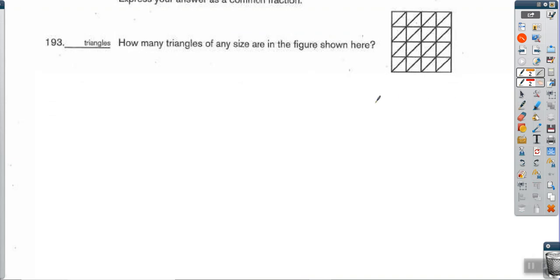We can have a triangle that has one side length of 1, right? So how many triangles have a side length of 1? 32. 32.